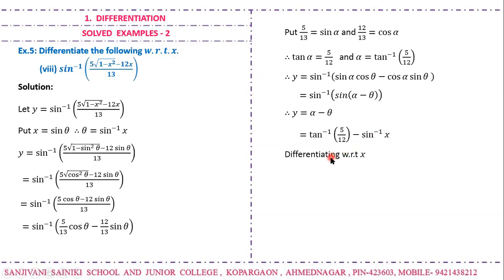So we differentiate this expression with respect to x. This is a constant. There is no x in this first term, so its derivative is 0. Now minus as it is, and d by dx of sin inverse of x is 1 upon under root 1 minus x square. So simplifying it, we get the derivative minus 1 upon root 1 minus x square.